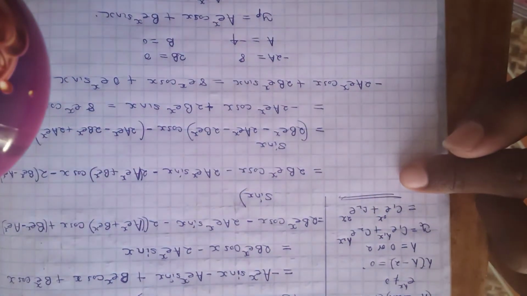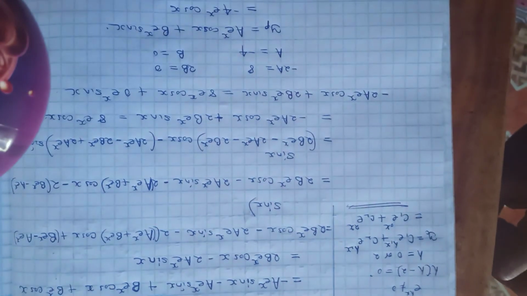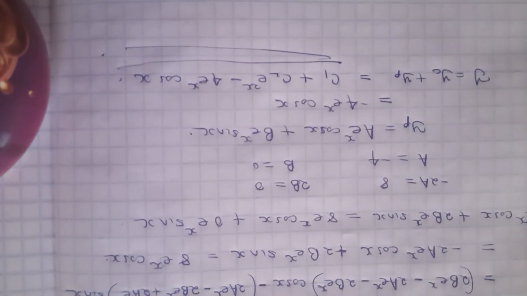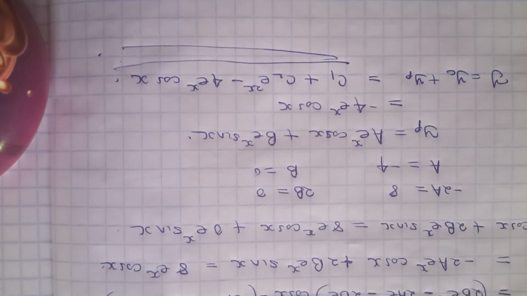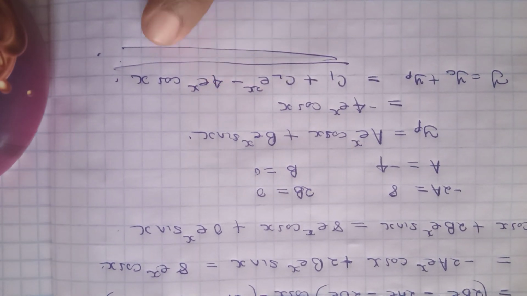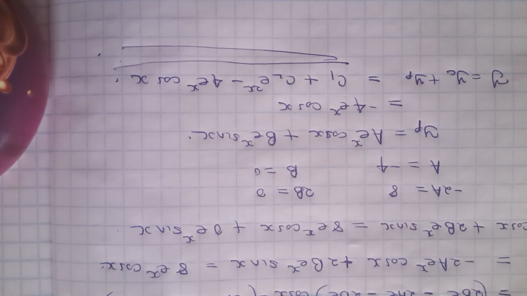So y of c is c1 plus c2 exponential raised to 2x. So we sum them and we have a final answer to be c1 plus c2 exponential of 2x minus 4 exponential of x cos x. So that is our answer. And have a nice day.